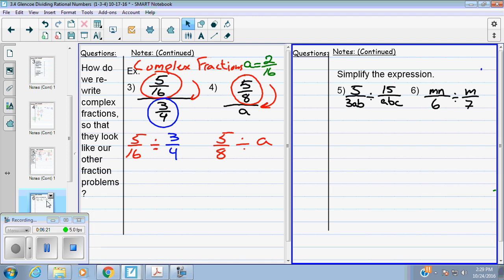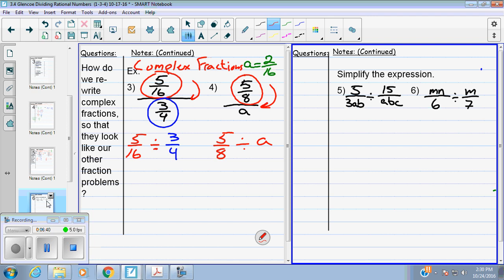Okay, so write down problems 5 and 6 next to each other, not on top of each other. And what I'm showing in these problems is just because letters start showing up doesn't mean the skills change. So I'm going to model number 5 all the way through, and then we will do number 6 together.